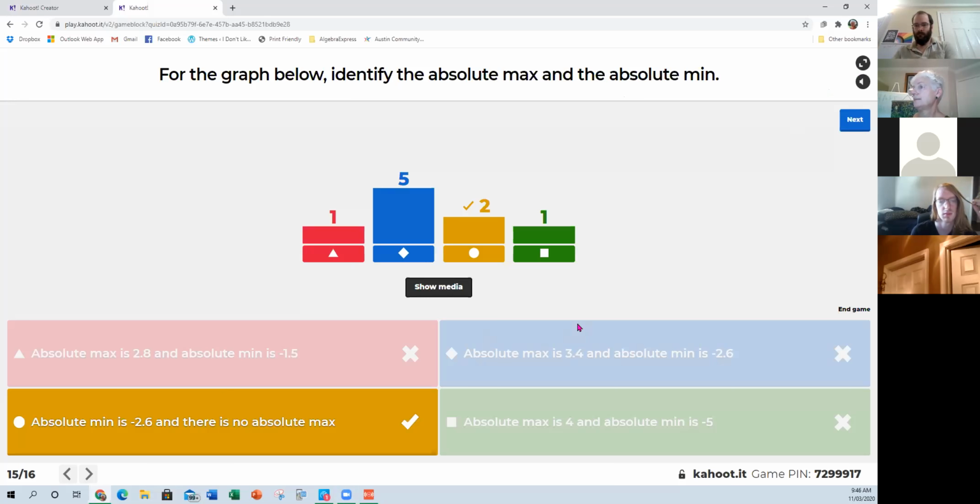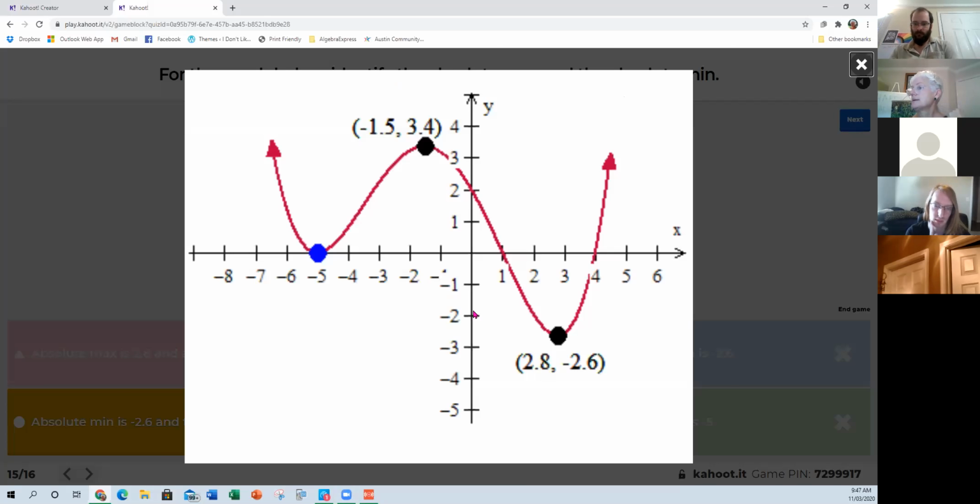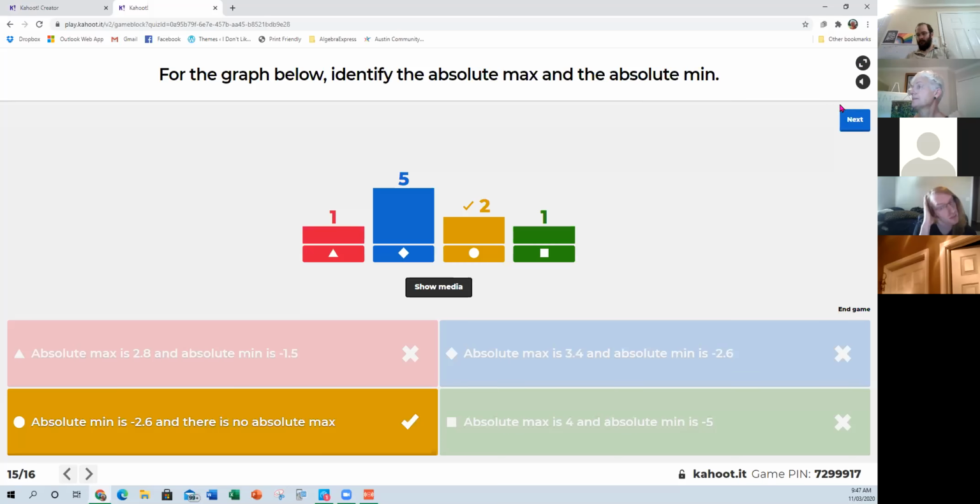Remember that absolute mins and maxes are always determined by the y value. They occur at some x. So the absolute min is negative 2.6, and it occurred when x is 2.8. So that's how it's stated.